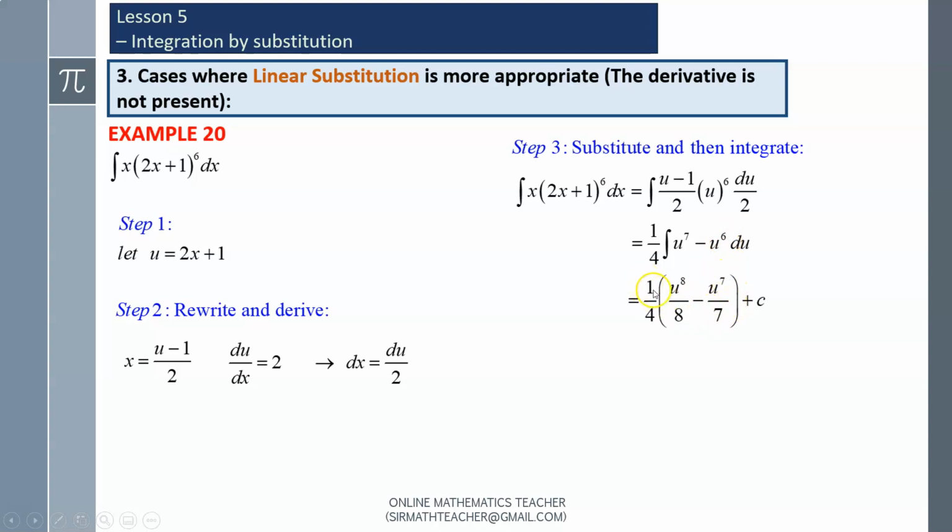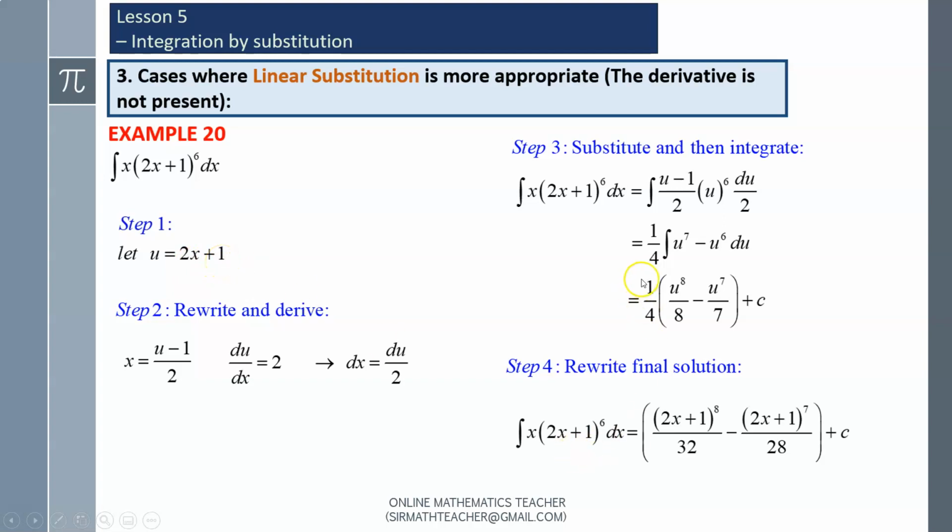We can now multiply each of those terms by 1/4 and replace u with 2x plus 1. So 1/4 times an eighth is going to be 1 on 32. Replace u with 2x plus 1 to the 8. And 1/4 times 1/7 is 1/28. Replace the u with 2x plus 1 to the power of 7 plus c. Tricky one, but once you get the hang of it, you'll find it really easy to do.